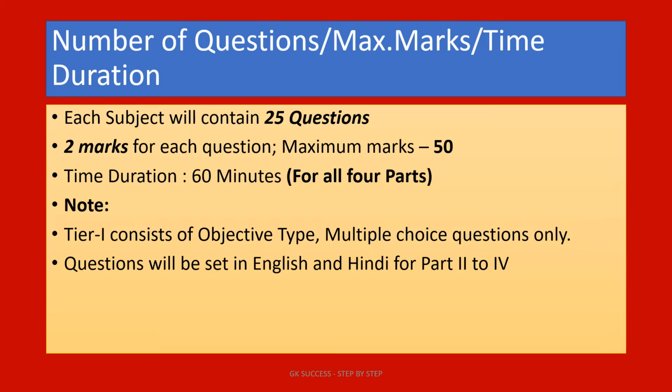Each subject will contain 25 questions, with 2 marks for each question. So the maximum marks is 50. The time allotted is 60 minutes for all 4 parts. Please note, for all 4 parts, the time allotted is 60 minutes. Tier 1 consists of objective type, multiple choice questions only. There is no descriptive type. Questions will be set in English and Hindi for parts 2 to 4.